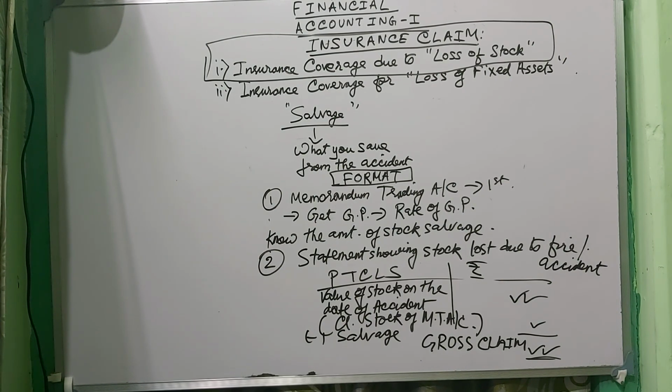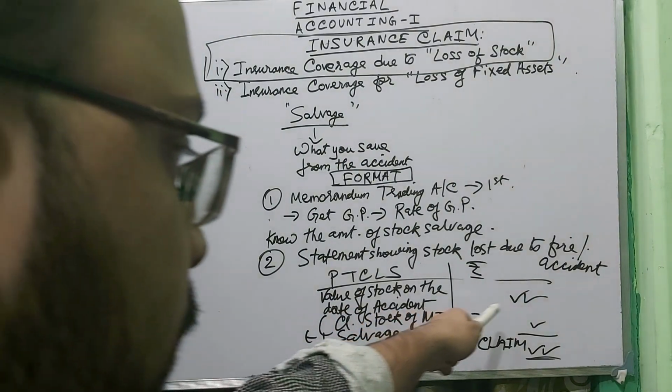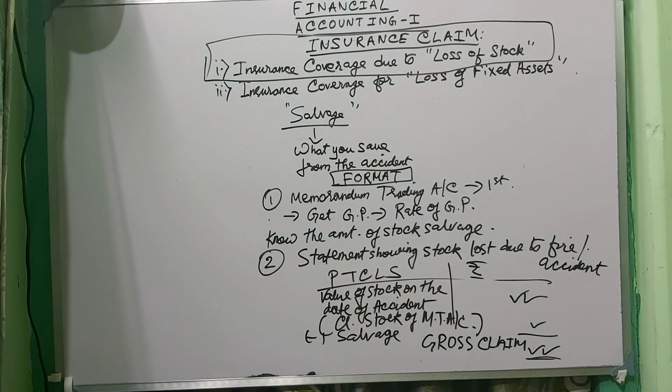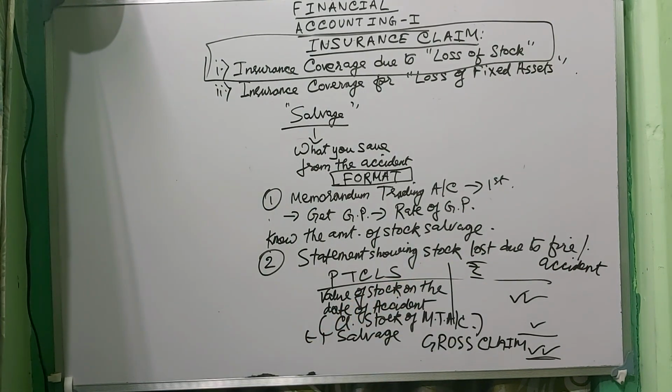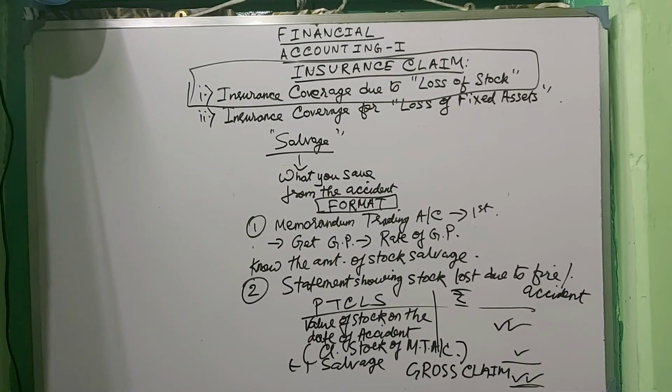Average clause is applicable if the policy value is less than the value of stock at the date of accident. If the policy value is less than that, then it is applicable. If the policy value is greater than this, then average clause is not applicable. I will explain that in my next class also. So do watch the video and do follow the class on a regular basis.